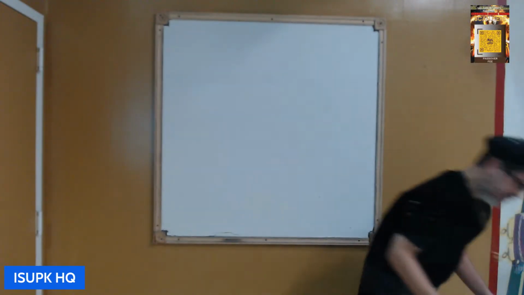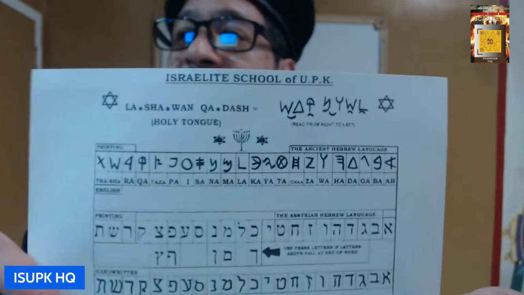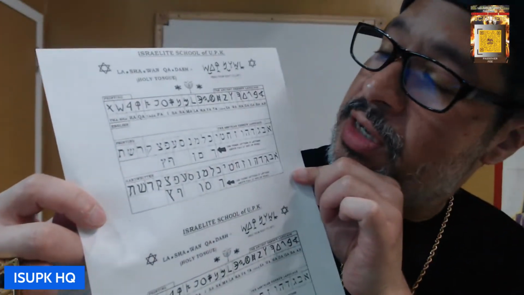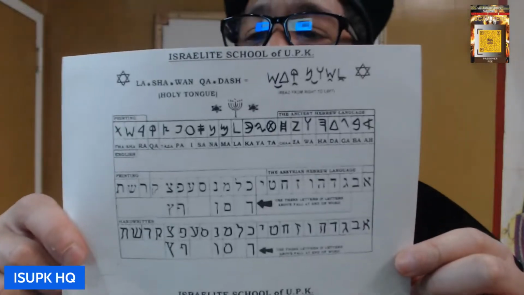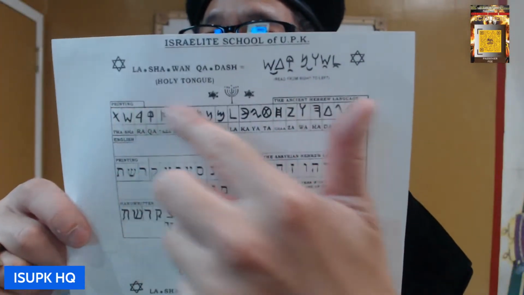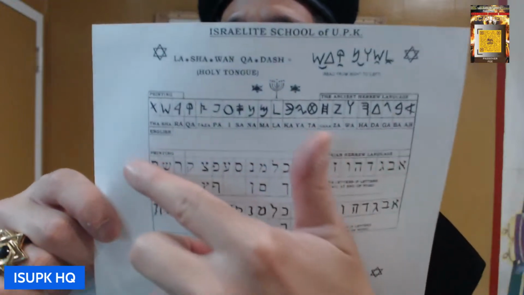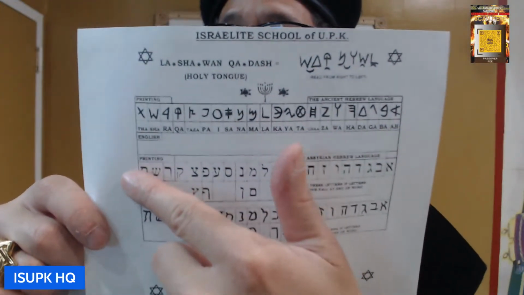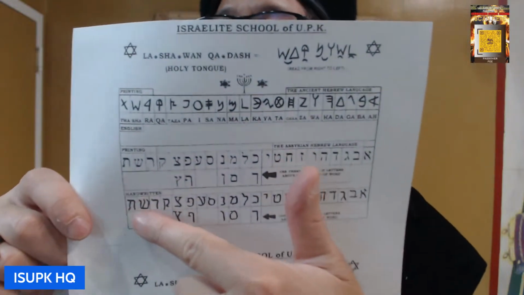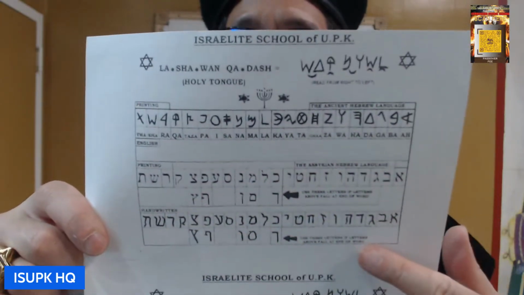Now, when you come to class, make sure you pick up one of these. This is the Lashawan Kodash. It's the Holy Tongue, and it shows the alphabet. On the top is the ancient. In the middle here is the modern. Down below is just someone's handwriting version of it.